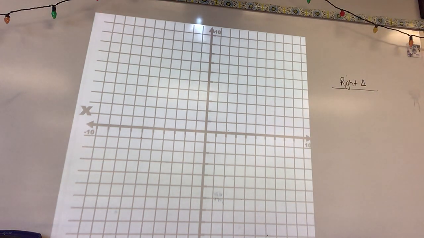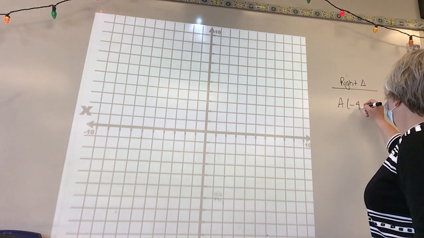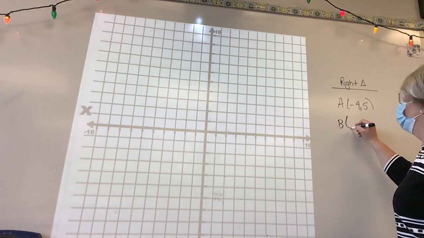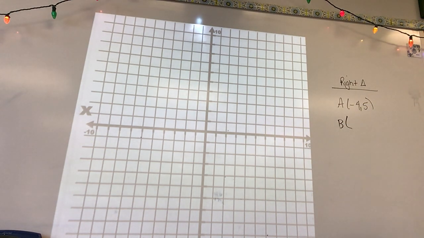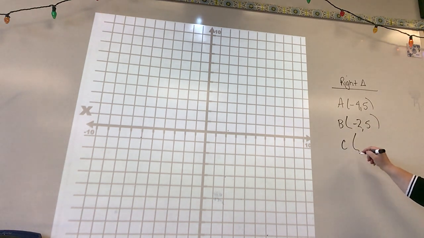Right triangle is next. So draw a new coordinate plane. A is negative 4, 5. B is negative 2, 5. And C is negative 2, negative 2.